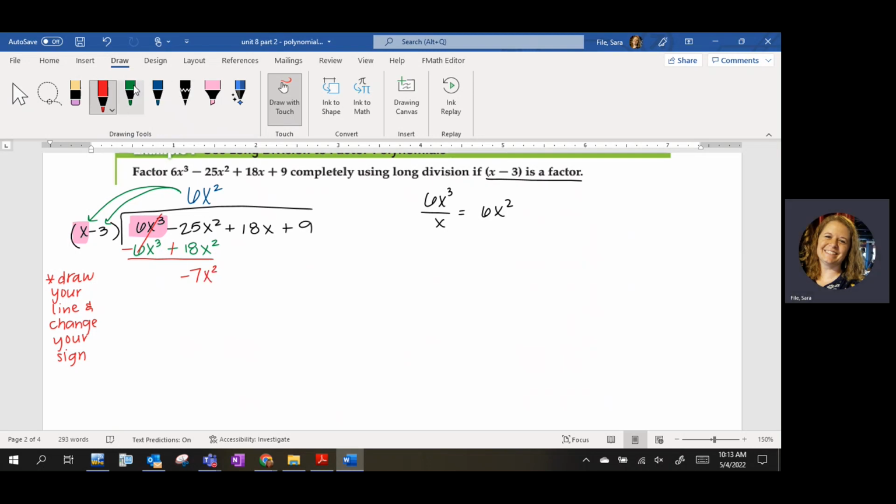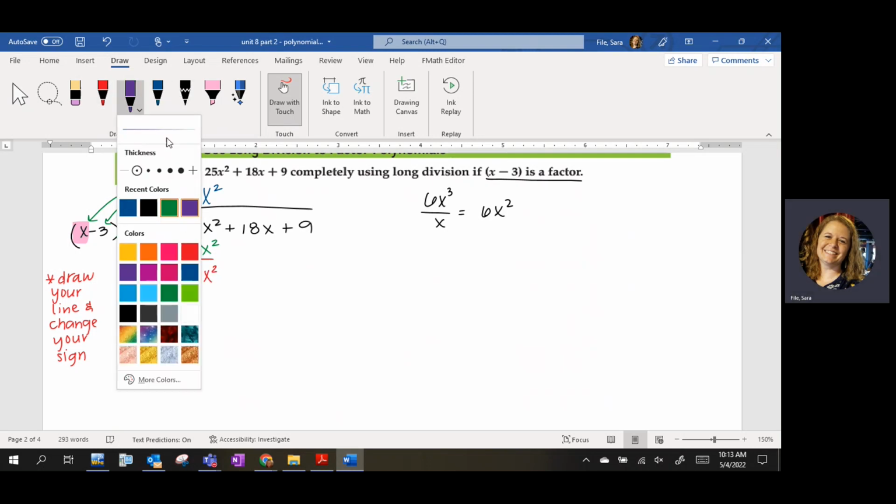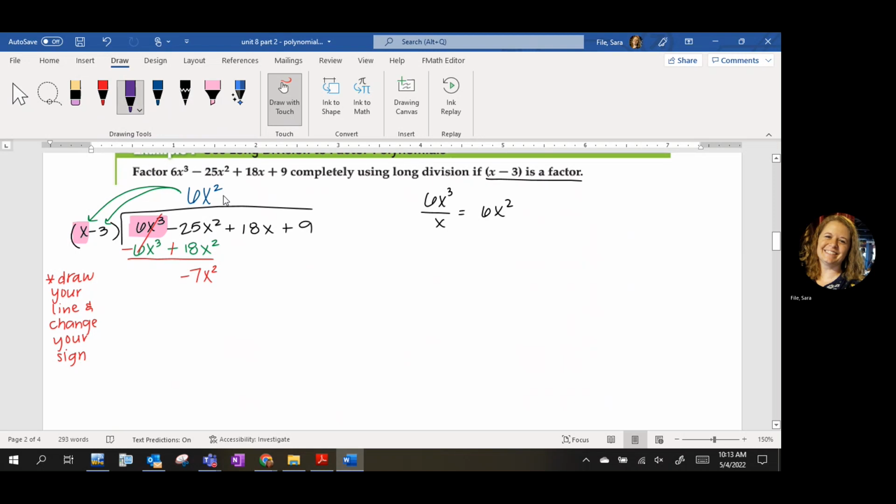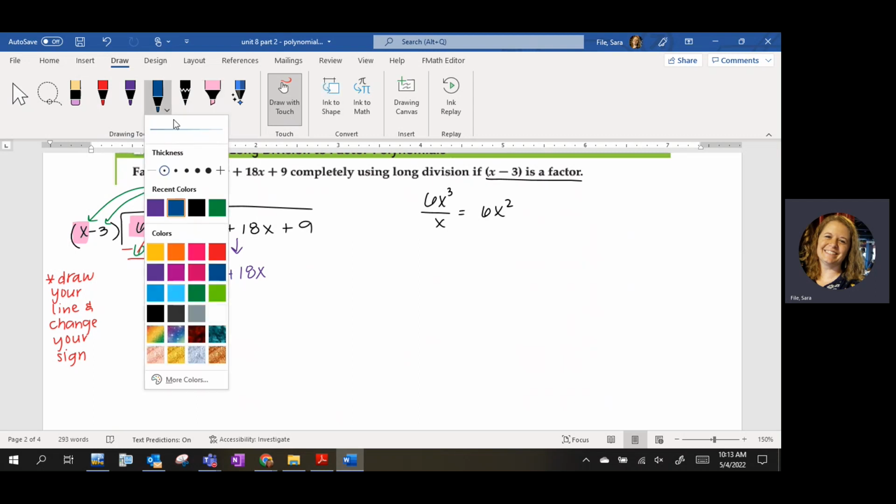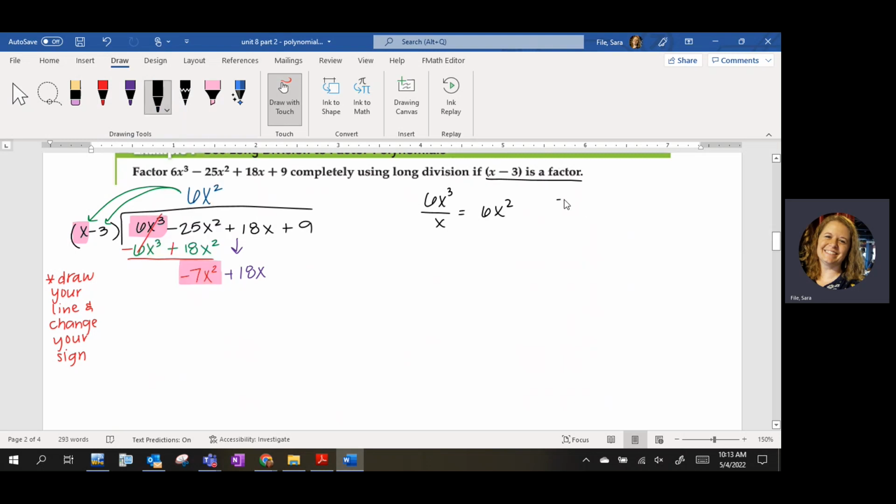Okay, and then what was the next thing I did when it was an integer? I brought the next term down. So I'm going to bring down this plus 18x. Okay, and then didn't I start over? So I'm going to start over now with this lead term. I'm going to say, okay, what is negative 7x squared? And again, I'm going to jot this off to the side. You don't have to.